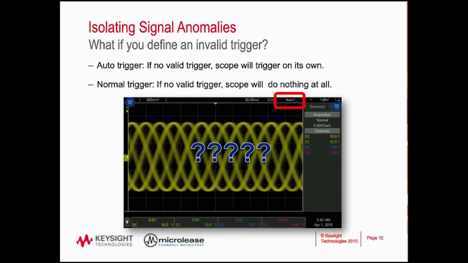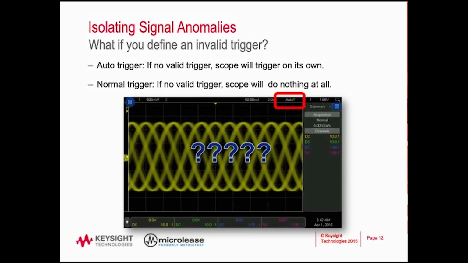Now, what happens if you don't set up a stable trigger? I'm sure everyone's seen this on their screen before. They plug in their scope, they plug into their signal for the first time, and they get a whole bunch of stuff on the screen that is unstable. This is actually what the scope looks like when you've given it a trigger condition that it cannot find. And it can actually do one of two things in this scenario.